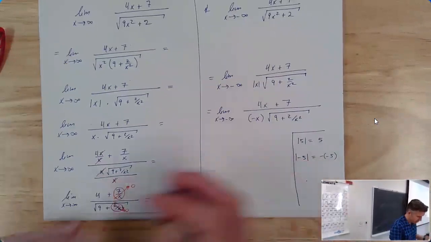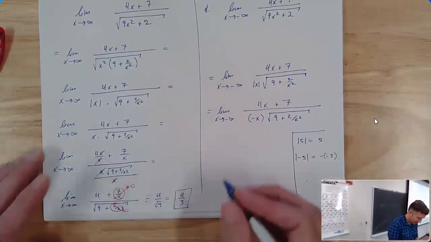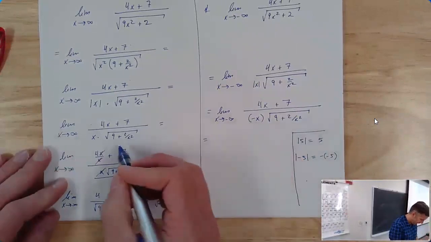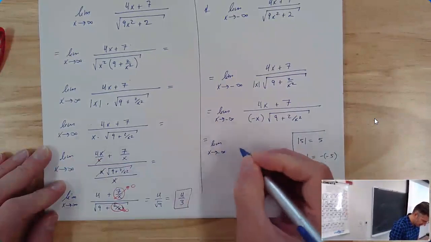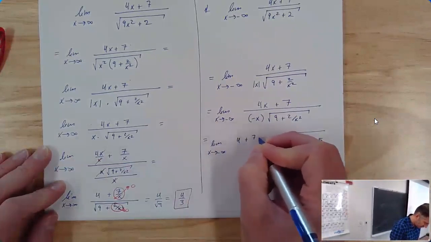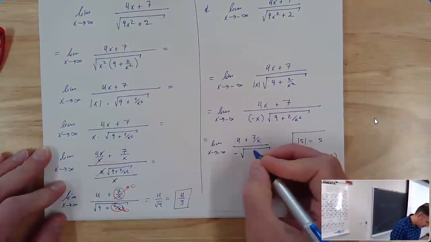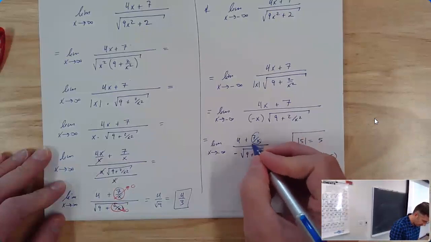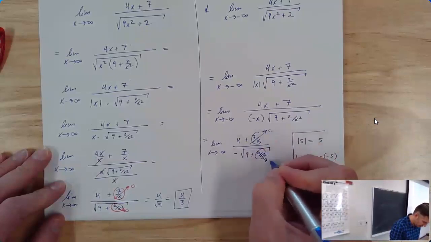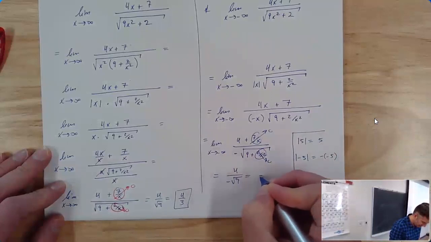Cool. So then the work is the same. The only thing that's going to be different is we're going to end up with a negative value instead of a positive value this time. Divide everything by x. So we're going to have the limit as x goes to minus infinity of 4 plus 7 over x over negative 1 times the square root of 9 plus 2 over x squared. And then letting all the x's go to infinity, all those things go to 0, and you get 4 over the negative square root of 9, which is negative 4/3.